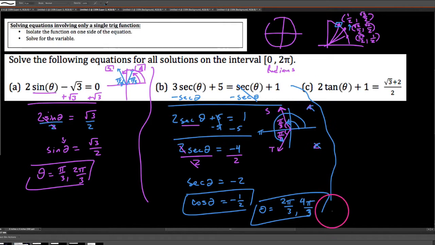So looking at our last equation here, looks like we want to get tangent by itself. So this means that we're going to do what we normally do. Just because we have a lot of substance on the right doesn't mean things won't happen for us. So we say, let's start by subtracting 1 from both sides.